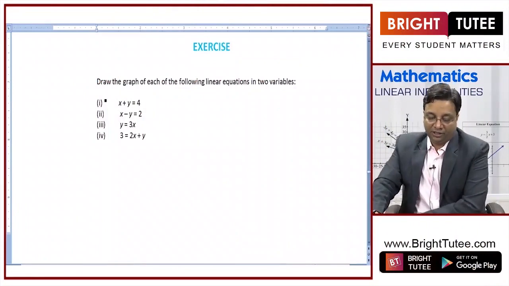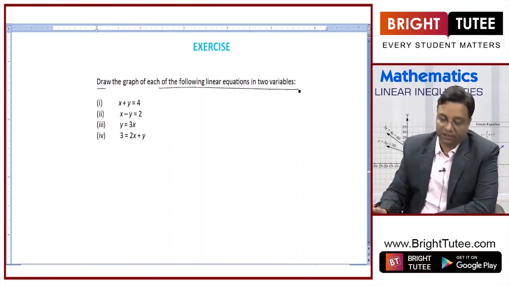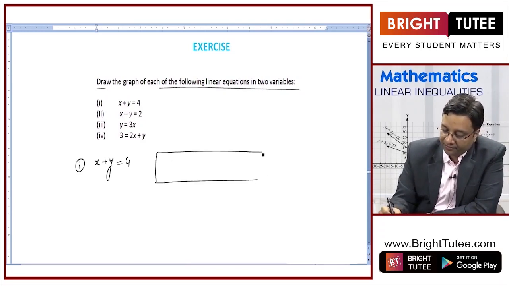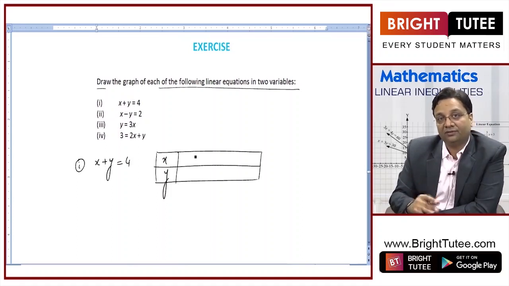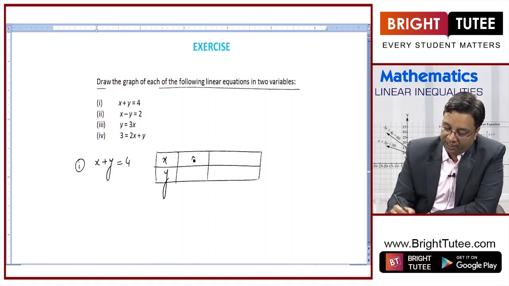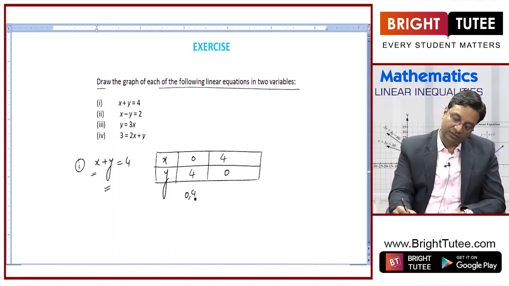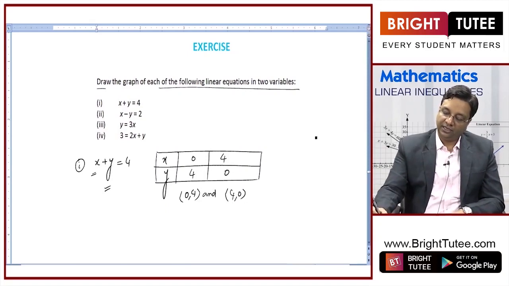Let's proceed to these questions. In the exercise here, draw the graph of each of the following linear equations in two variables. First part, x plus y is equal to 4. So you make a table here, x, y. Put certain value of x and find corresponding value of y. If I put x equal to 0, y will be equal to 4. Now if I put y equal to 0, x will be equal to 4. So I have got 2 points here, (0, 4) and (4, 0). So I can easily draw its graph.